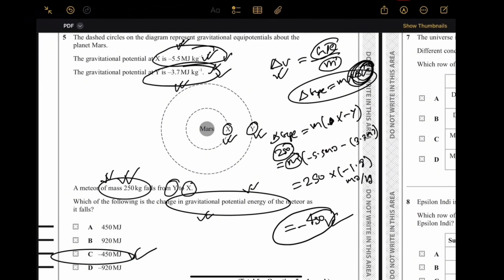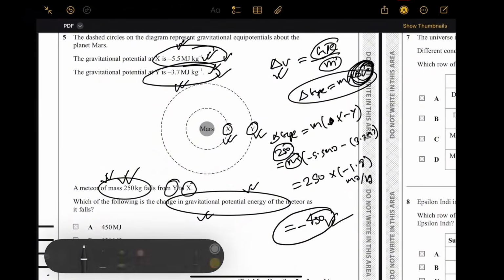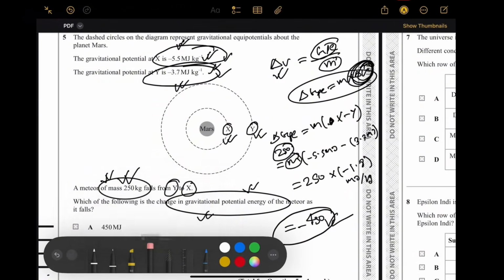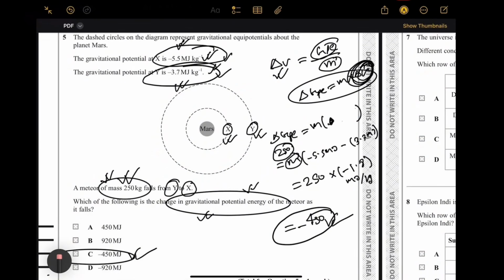Actually, it will not be x minus y, it will be y minus x, my bad, because y is at the greater potential. Y minus x. So minus 5.5 minus 3.7. So this is how we will do them.